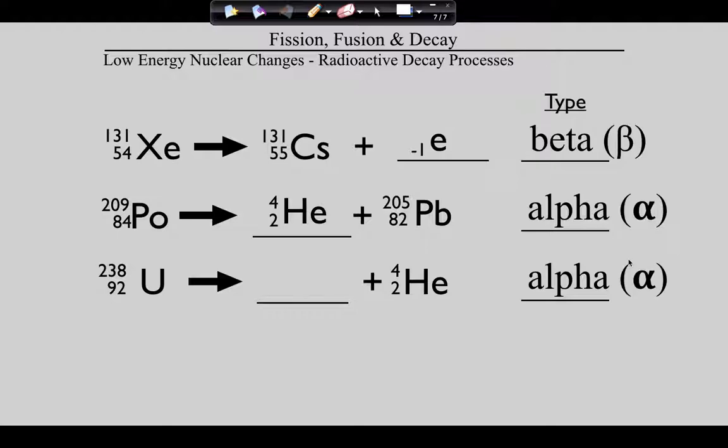So the bottom number goes down by 2. The top number goes down by 4. And that would be thorium-234. You get the idea? Okay, now what about this, guys?